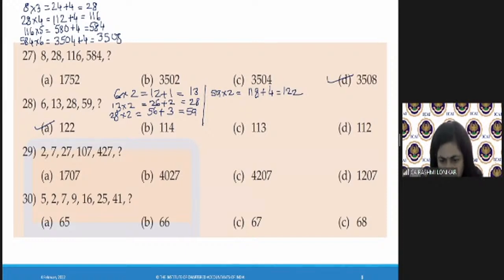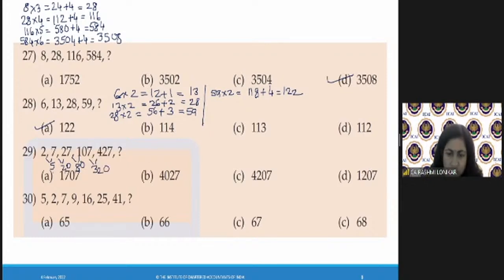29 sum. What is this difference? 7 minus 2, difference is 5. 27 minus 7, difference is 20. 107 minus 27, difference is 80. Then 427 minus 107, difference is 320.